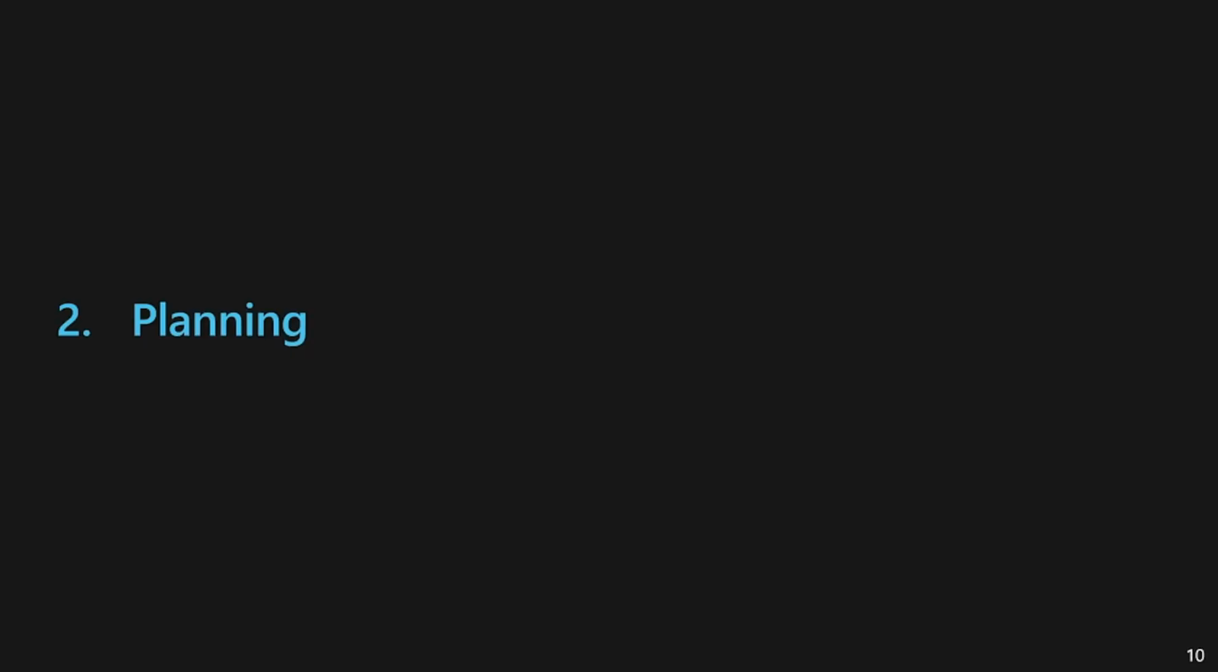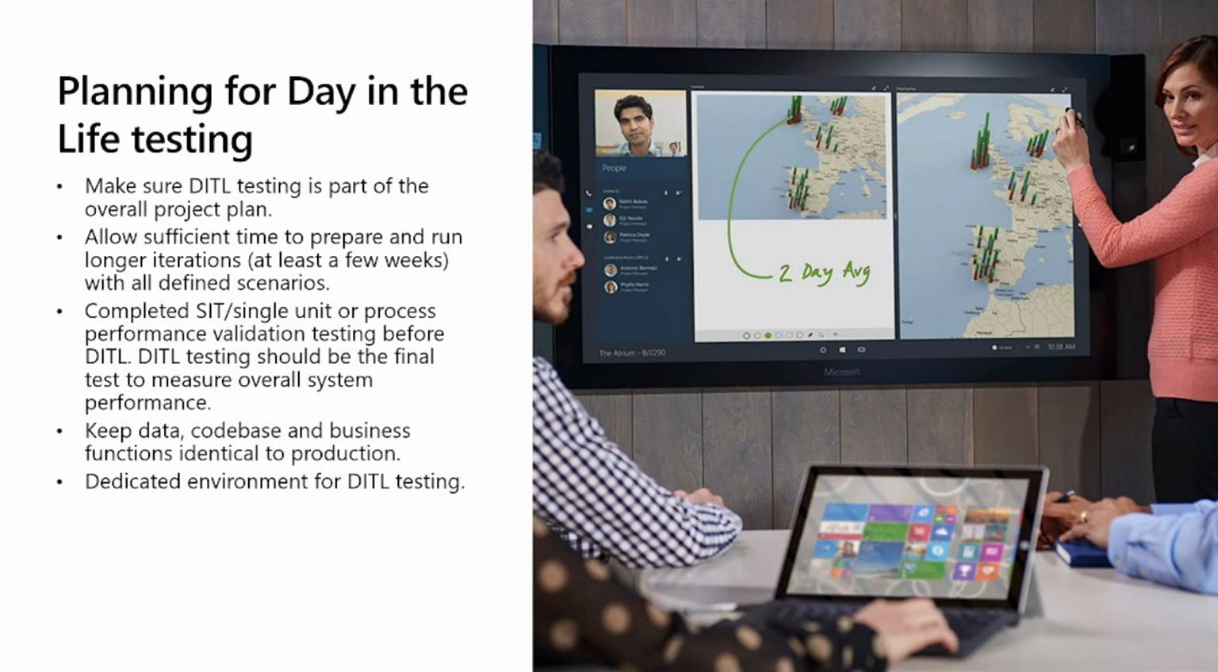So in this slide, I will explain the success plan for planning the day in the life testing in the project. The first one, you need to make sure the day in the life testing has been planned and is part of the overall project plan, because the day in the life testing is not a shortcut test, and you also need to have good planning before it starts. And second, you need to allow sufficient time to prepare and run longer iterations, a few weeks or a few months, or let the system run before and after go live with all key scenarios you define and agree on for the day in the life testing.